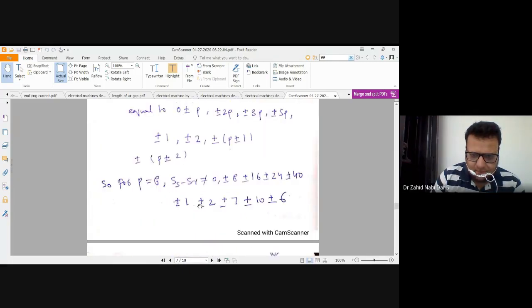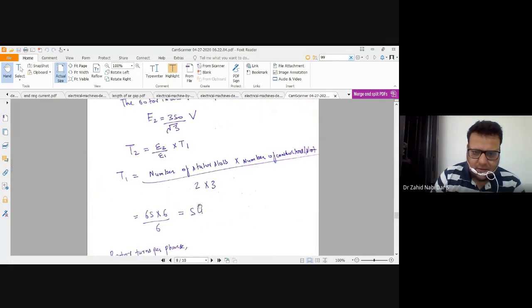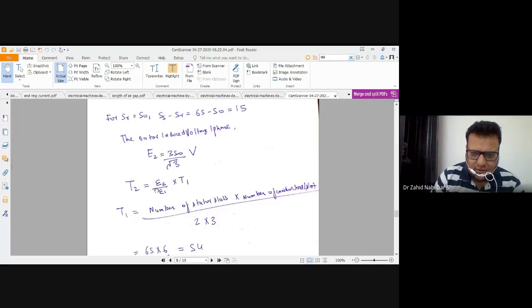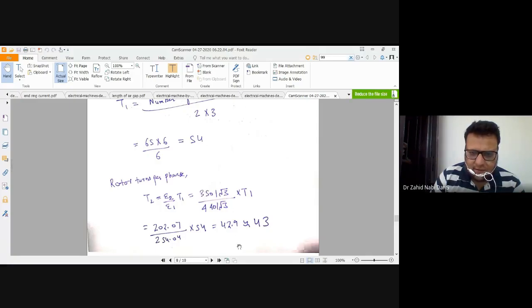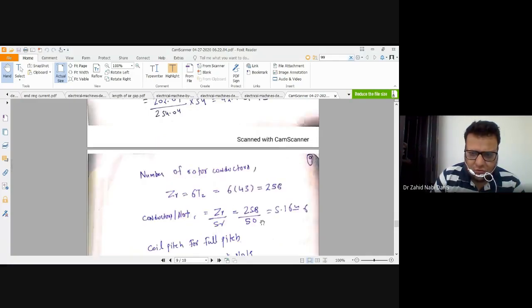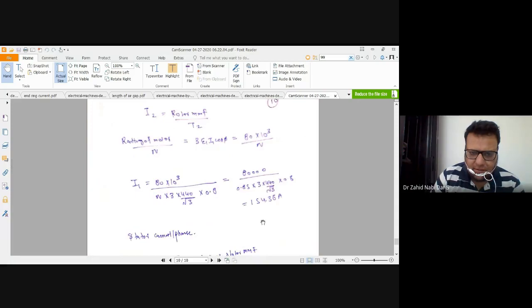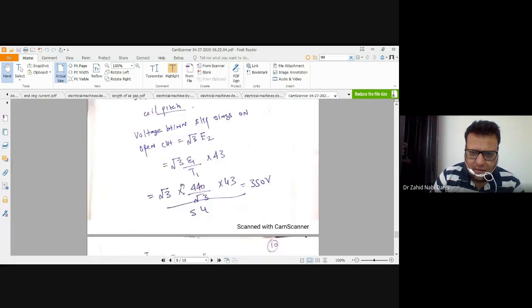Yes, here also you have seen T2 is equal to E2 by E1 into T1. So now the E2 you need would be equal to E1 into T2 divided by T1. T1 you have calculated, T2 you have calculated. T1 is 54 and T2 is 43. Remember that. So now here we are doing the same thing.